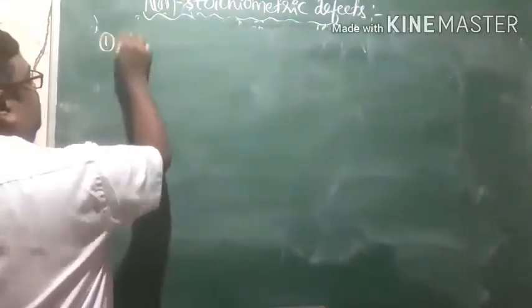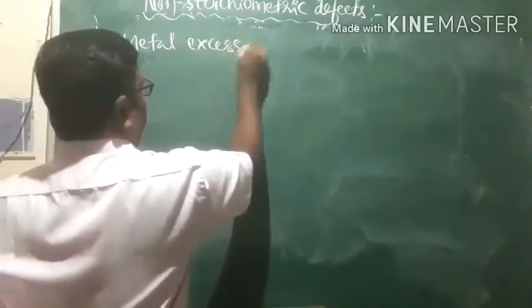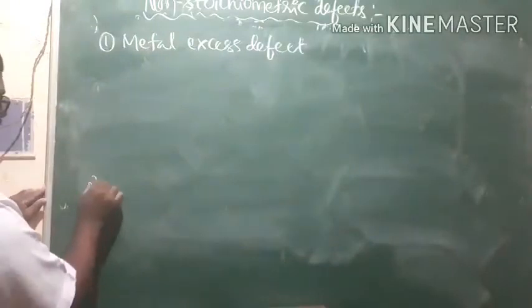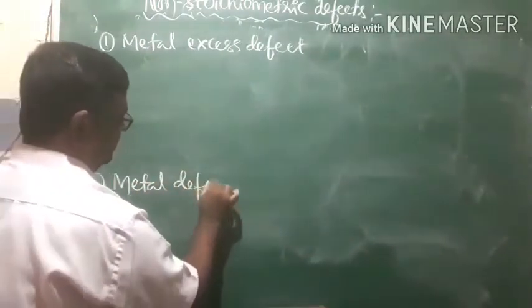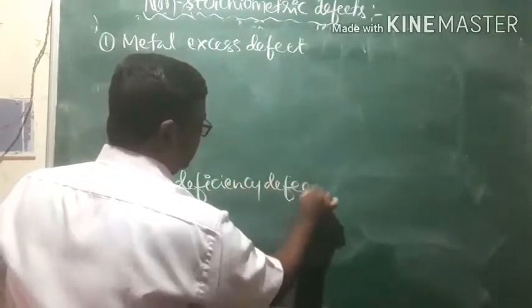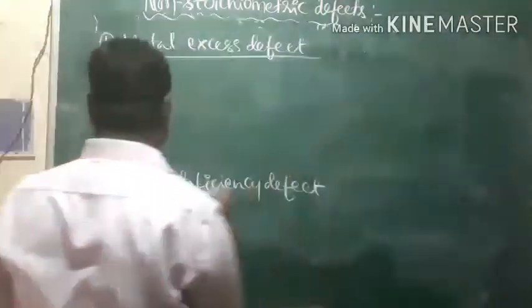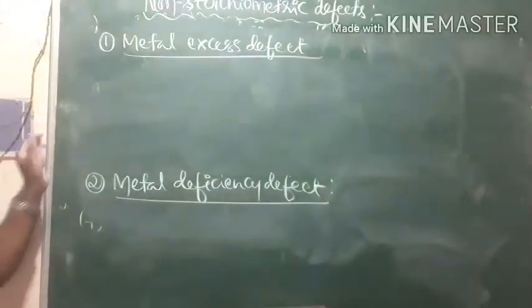One, metal excess defect. Second, metal deficiency defect. Metal excess defect, another is metal deficiency defect. In both the cases, the stoichiometry of the ionic crystal will be affected. The stoichiometry of the ionic crystal will be changed.